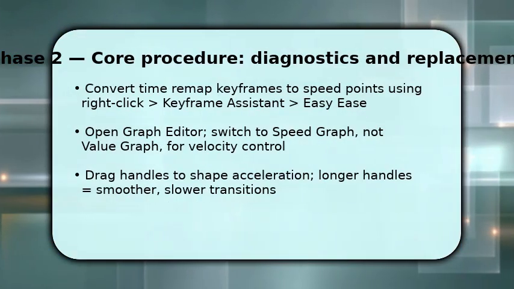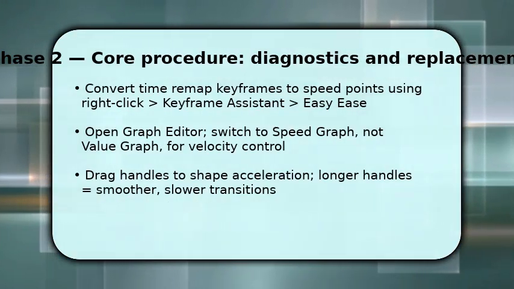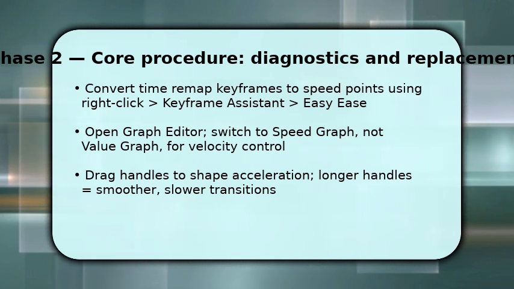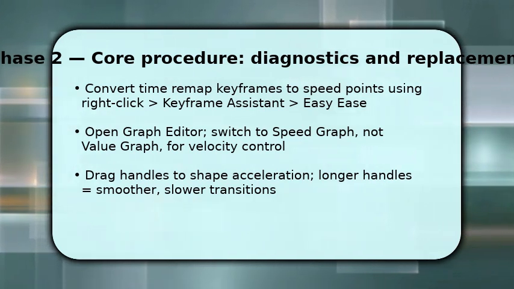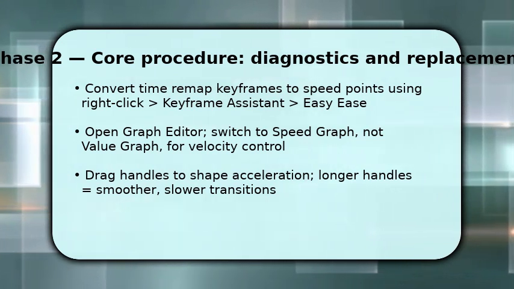Now you sculpt the motion. Convert the keyframes to eased keyframes so the interpolation isn't linear. This matters because linear ramps feel abrupt. Then open the graph editor and choose the speed graph. This shows how fast frames change over time.